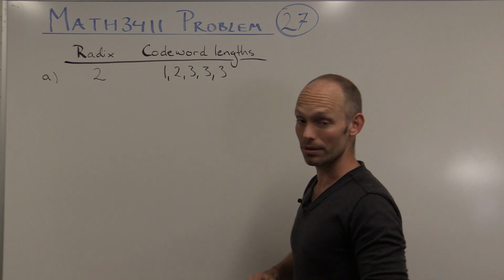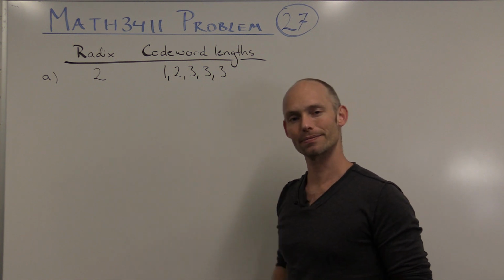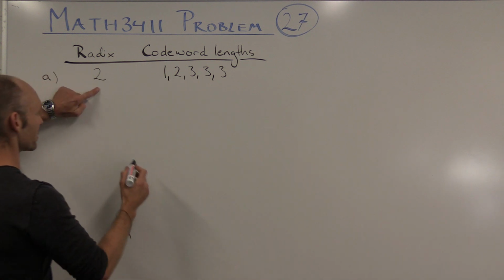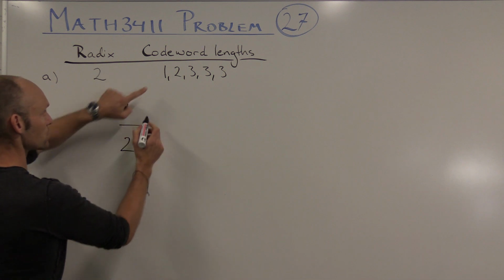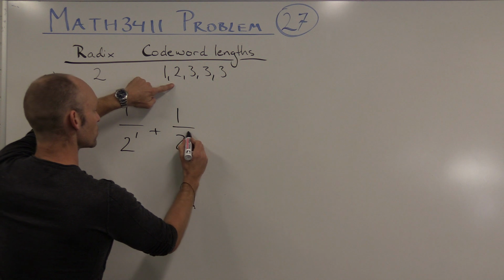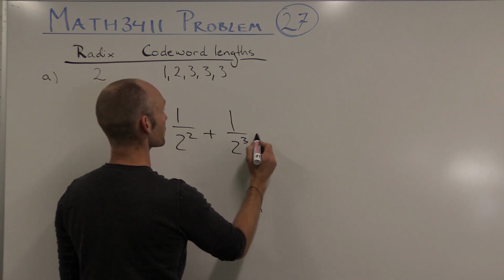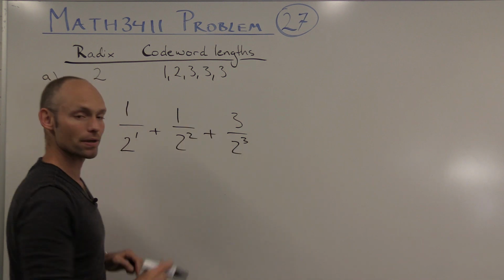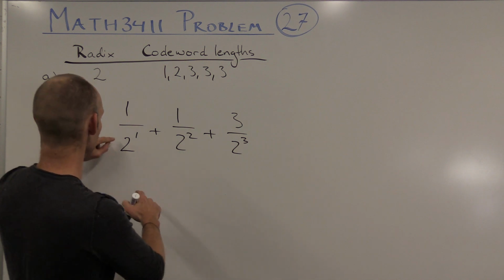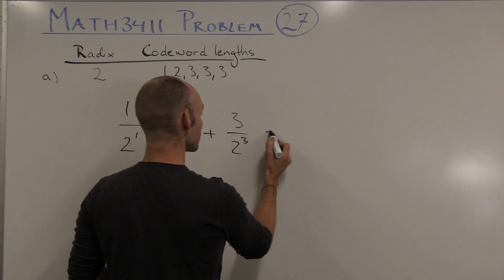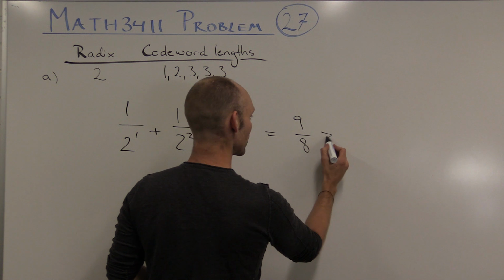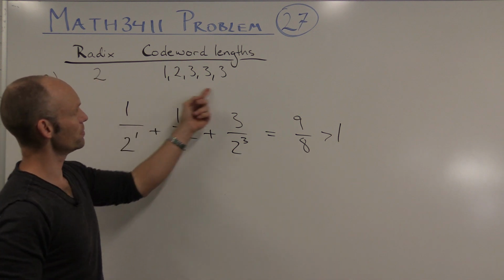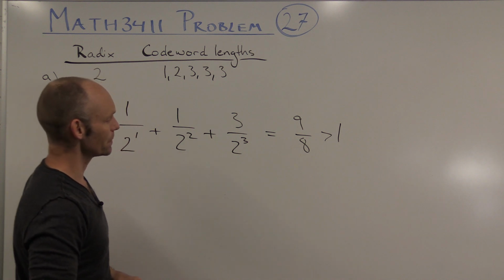So the question in this problem is, does such a code exist? We can use the Kraft-McMillan Theorem very easily to determine whether it exists. All we need to do is take 1 over the radix, 2 to the power of 1, plus 1 over 2 to the power of 2, plus 1 over 2 to the power of 3, and in fact we have 3 of these terms, so let's collect them like this. Then we have to see whether this sum is less than or equal to 1 or not. Let's do that. 1/2 plus 1/4 plus 3/8 gives us 9/8, and that's greater than 1. So the Kraft-McMillan theorem gives us that there is no such code over radix 2 with these code word lengths.